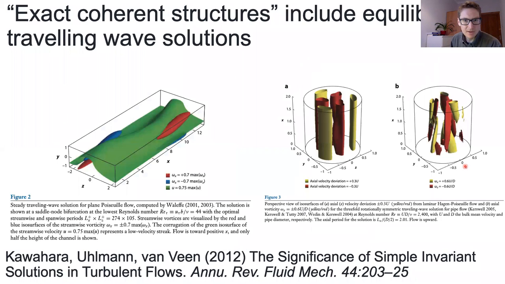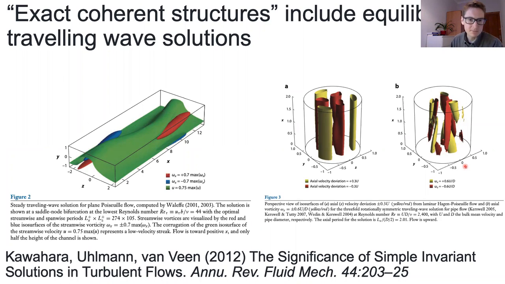The other thing I want to mention quickly is that in the title of my talk, I use the phrase exact coherent structures. That includes unstable periodic orbits, but it also includes structures like equilibria and traveling wave solutions. Typically we're thinking of them as nonlinear solutions that exist embedded in the turbulence in the same way, but instead of being time dependent, they are steady or traveling with some fixed speed.